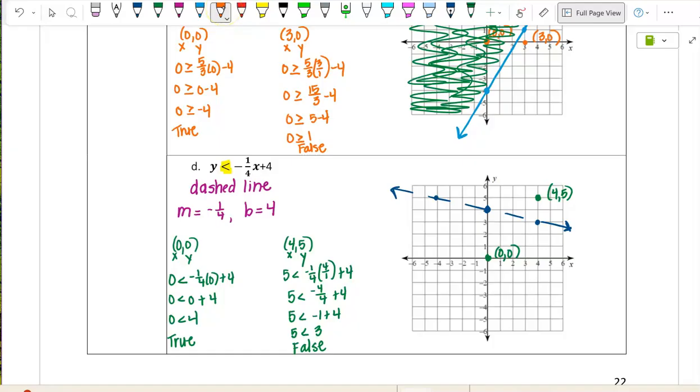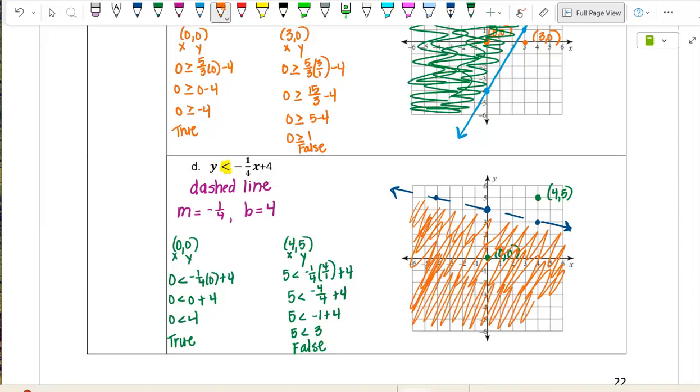So I need to shade the side that has that 0, 0. And again, making sure I'm shading the entire part of the graph. Again, it doesn't have to be solidly covered in, but I have to show that I understand that all of those points down there can be solutions to that inequality.